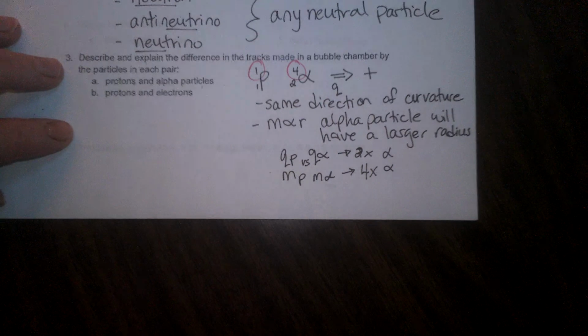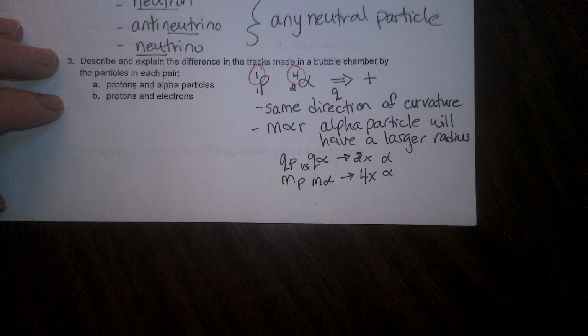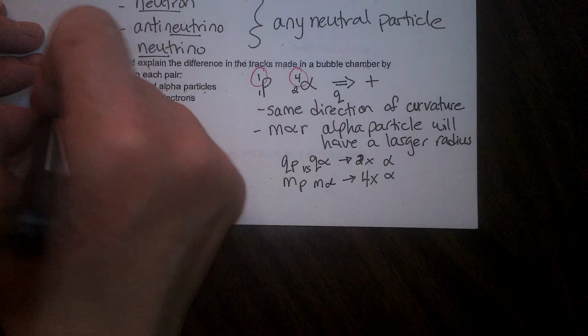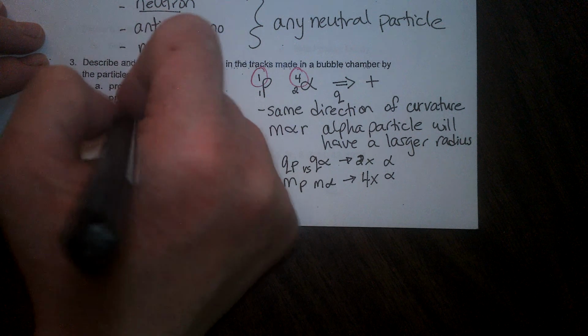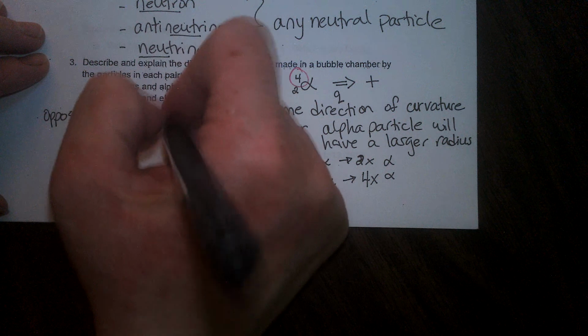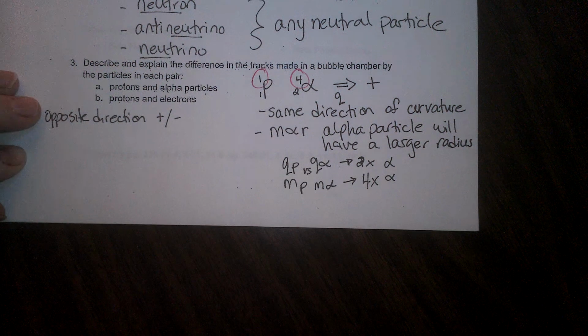Okay, what about a proton versus an electron? What kind of curvatures are they going to have? In the same direction? Different direction, okay? Because one's positive versus one being negative. Okay, which one between the two will have a larger radius?